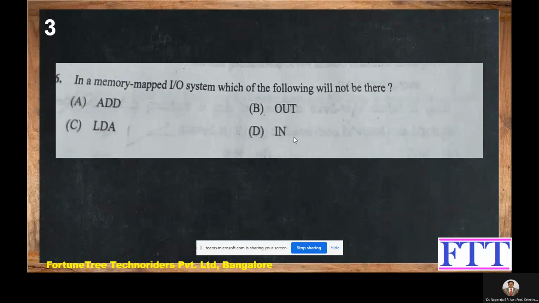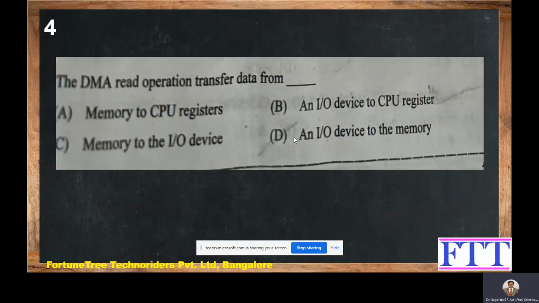Third one. In a memory mapped IO system, which of the following will not be there? Option A, ADD, option B, OUT, option C, LDA, option D, IN. So right answer is option C, LDA, load accumulator.